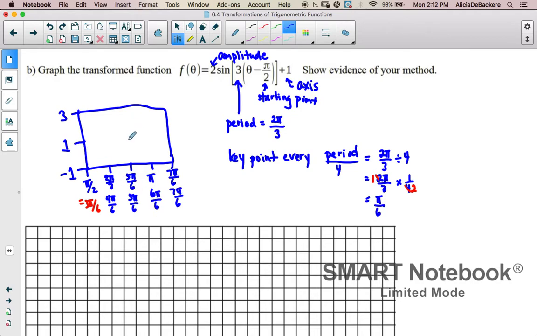Okay, last step of the box method. I got to decide what kind of curve to draw in here. So it's a sine curve. So I have to think about, is it positive sine or negative sine?